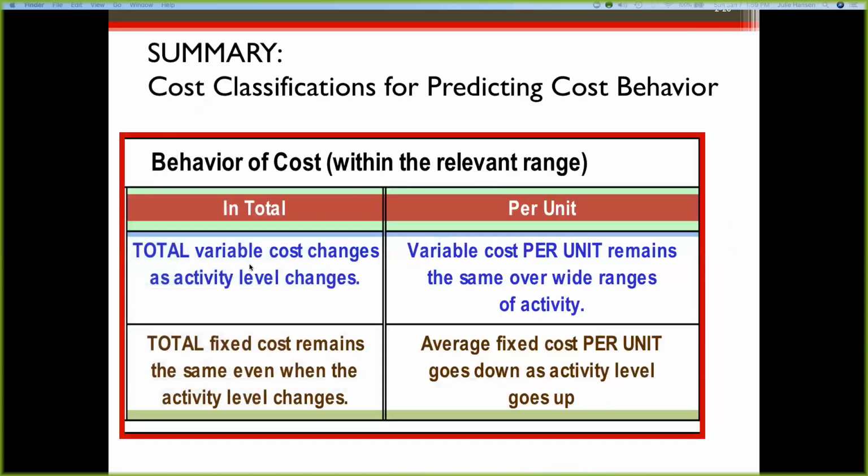This is just a summary of that. In total, my total variable costs change as the activity level changes. The more kilowatt hours I use, the higher my costs will be. Total fixed cost remains the same regardless of the activity level. As opposed to that, the per unit variable cost will always remain at 10 cents, but the average cost per unit for fixed costs will go down as the activity level goes up. All right, so I hope that makes sense to you.